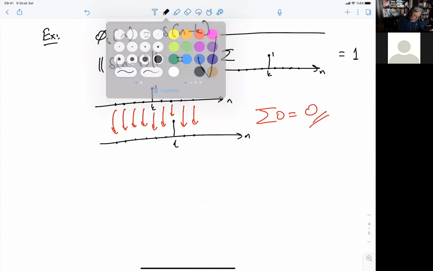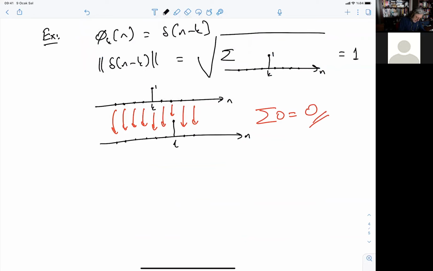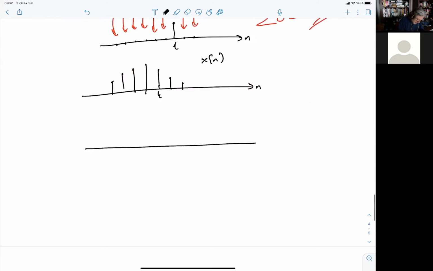Maybe I should draw it again like this. We have a signal like this, and let's say that this is k. This point is k on the n axis. So this is x[n]. And now I have a 1 here, and others equal to 0 at k plus 1, k plus 2, k minus 1, k minus 2, etc., all other sample points. This is delta[n minus k].